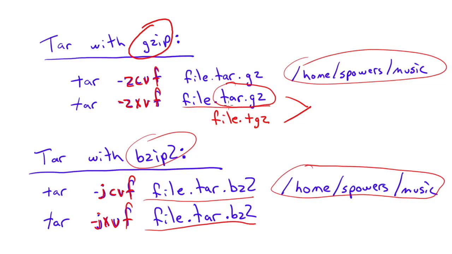Now, just like up here with tar.gz, sometimes instead of tar.bz2, you'll see something like file.tbz, and that is a way of saying that it's a tar file that has been bzip2 compressed. So file.tbz is another way of saying tar.bz2.